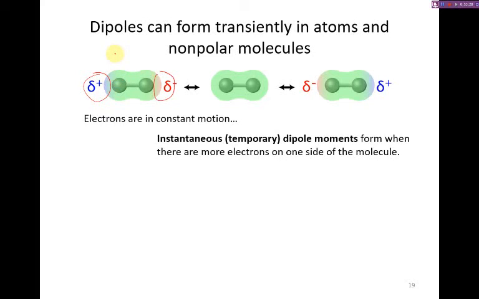And that creates a temporary dipole, which then eventually disappears and comes back, potentially in the opposite direction. These are instantaneous. They're fleeting. They occur for nanoseconds, tiny, tiny fractions of seconds. You can think of it as the electrons sloshing back and forth. Think of water sloshing around in a bucket.